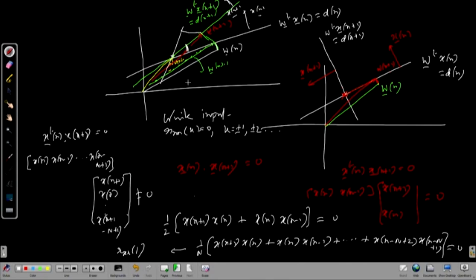This is a problem of NLMS, and this is tackled in a further generalization, which is called the affine projection algorithm, APA, which is a more generalized version of NLMS. This we will consider in the next class.